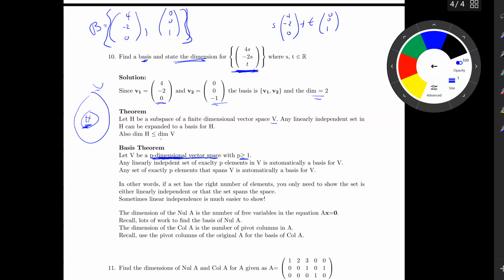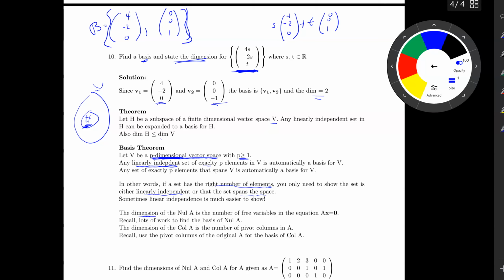So p has to be bigger than or equal to 1, at least 1, right? Then any linearly independent set of exactly p elements will automatically be a basis. So if I know the space is three-dimensional, then if I pick 3 linearly independent vectors, they will form a basis. So we just have to find the right number of vectors that are linearly independent or span the space, and that will give you the set of vectors that will be the basis.